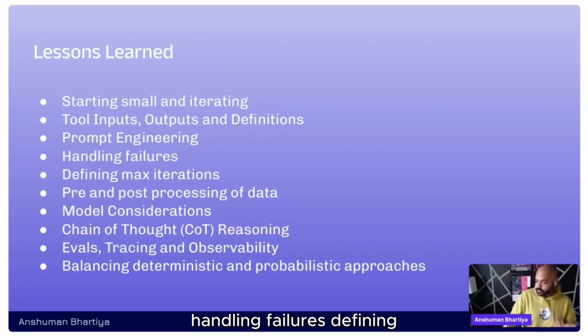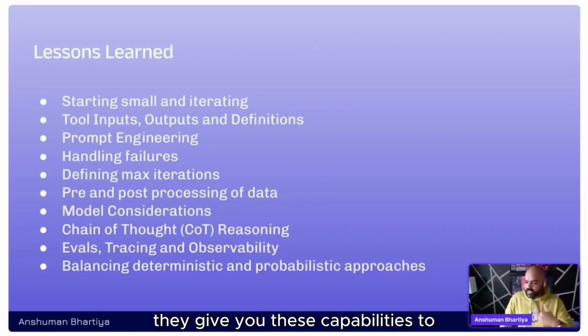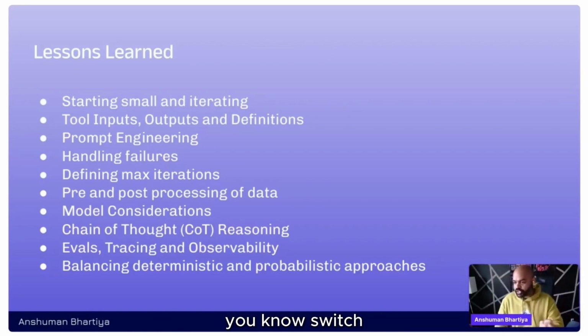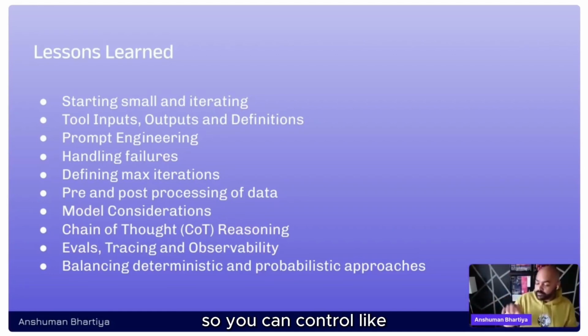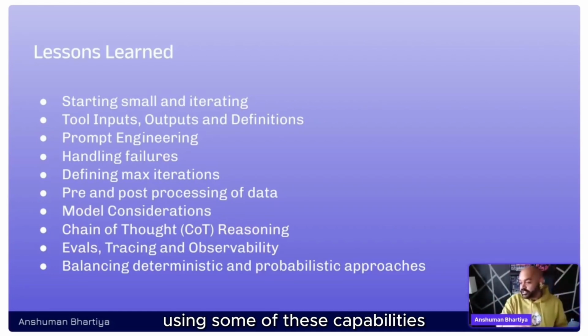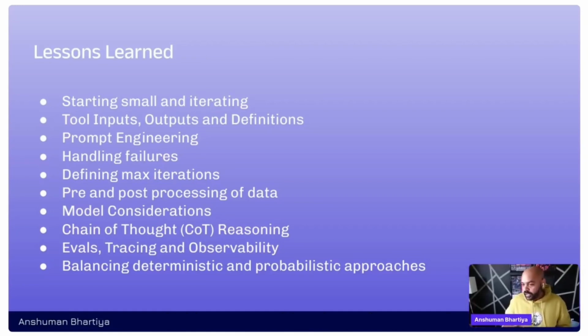Handling failures, defining maximum iterations. Again, some of these frameworks give you these capabilities, to switch, let's say, how many instances you want your agentic workflow system to operate on, 5, 6. It is possible that it might hallucinate, it might go in weird directions. So you can control all these things using some of these capabilities provided by these frameworks.